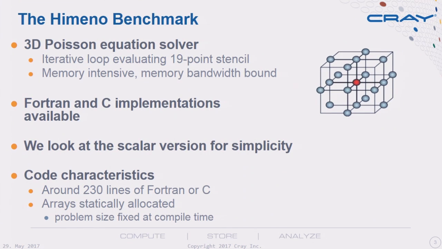The Himeno benchmark, which I used for that example, is a 19-point stencil calculation. So we do an update of a cell using neighboring cells in each direction. The code is provided in 2 versions, a Fortran and a C version. There's no C++ version. If you go in the directory, you will see the basic code, and we want to modify that one afterwards. The code itself is around 230 lines, and it's just statically allocated arrays.